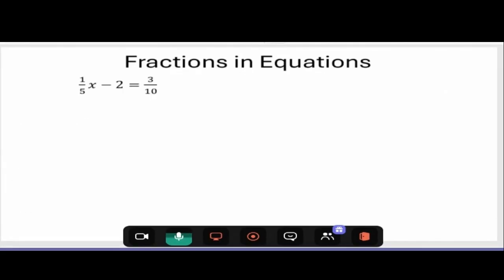So let's look at a few of these. Start simple. 1/5 x minus 2 equals 3/10. So let's follow those steps. This is one of those topics where some students really struggle if they can't see 4 steps down the road what they're going to do. But sometimes in math, you just have to say, forget what I've already done, forget what I'm going to do, let's just do one step.